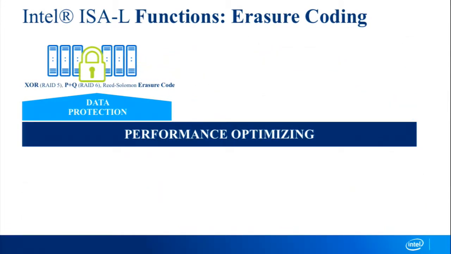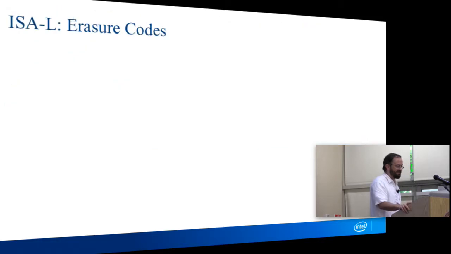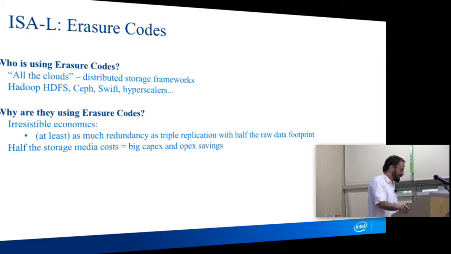So finally, we have erasure codes too. Erasure codes are becoming pervasive in storage systems, and it seems everyone's implementing them. All the clouds and distributed storage systems either have some or are planning them: Hadoop, HDFS, Swift, Ceph, and other hyperscalers are also implementing them. And the reason is that the economics are irresistible.